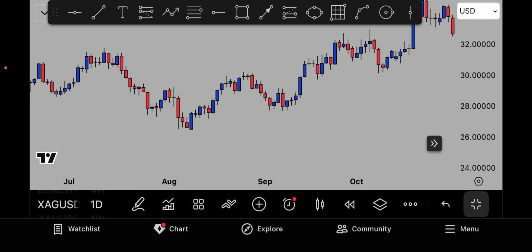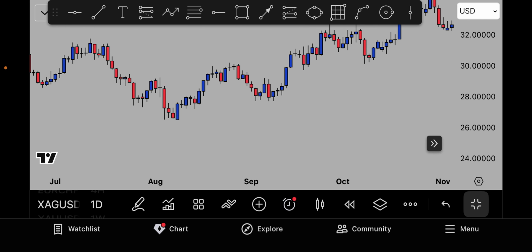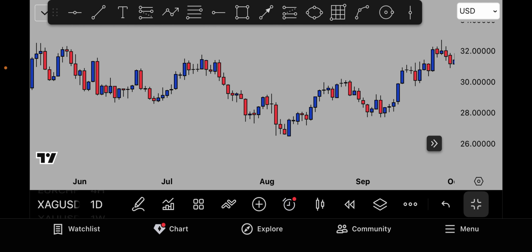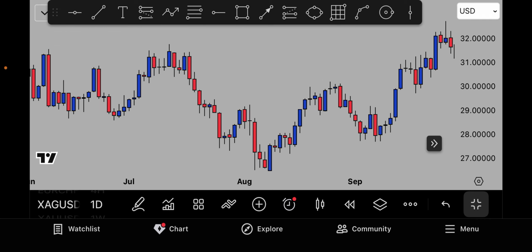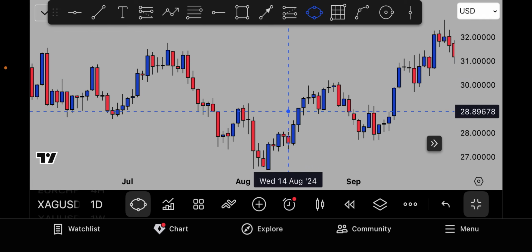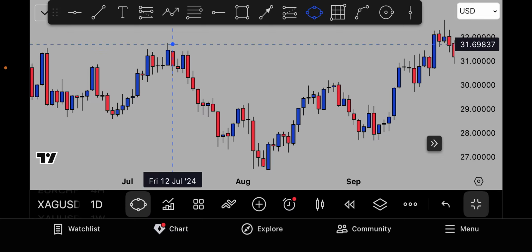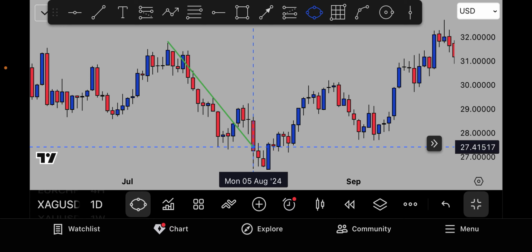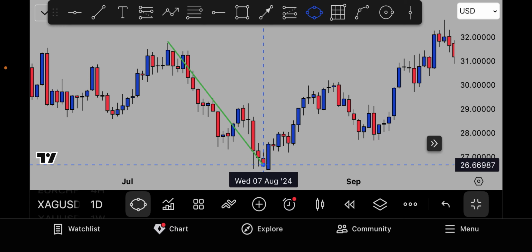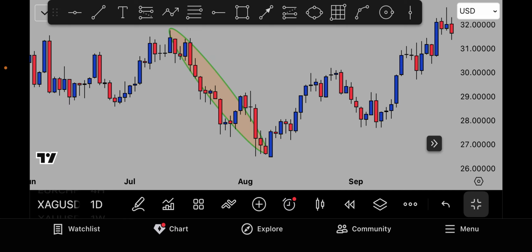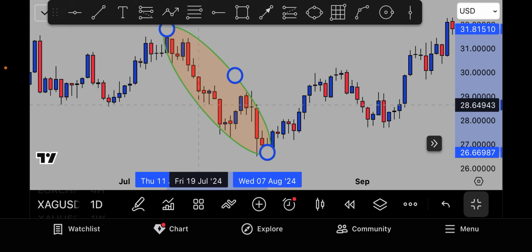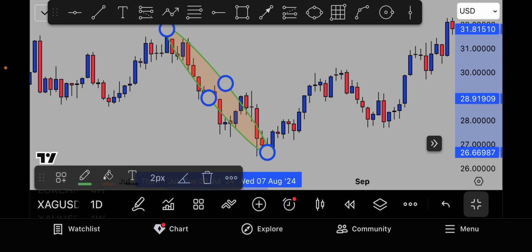So let's find a really decent example here. Trying to find something good. Okay, perfect. Here. This is good. So looking at this example, we notice from this point all the way down here, price was going down. Or in other words, the bears were in control, right?